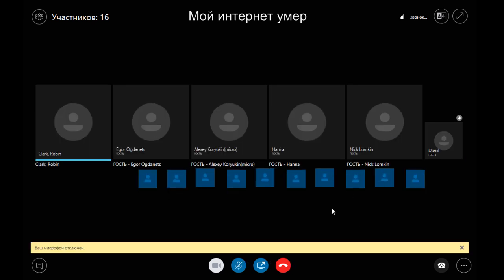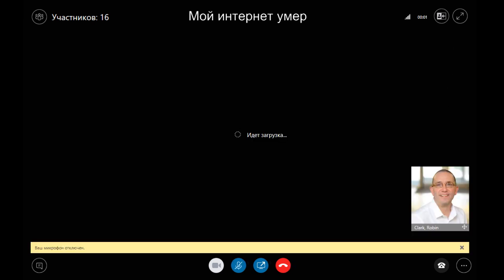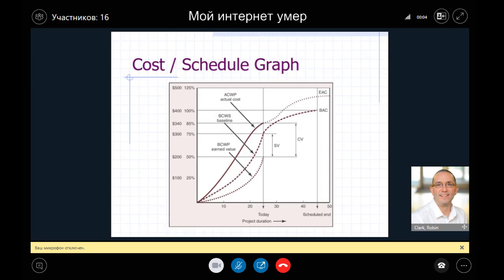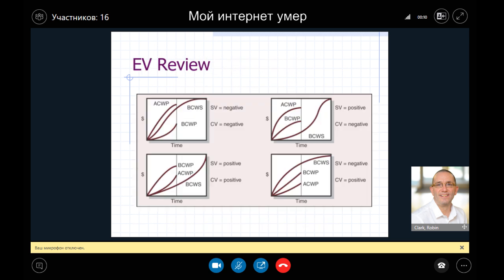And what we've got here is we've got a snapshot in time. So this is showing us what the situation looks like at a particular point in time. If we look at the different possibilities, those lines can be in different places, and depending on where they are, it will give us an idea as to how well the project is progressing.